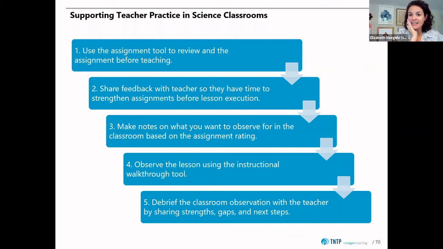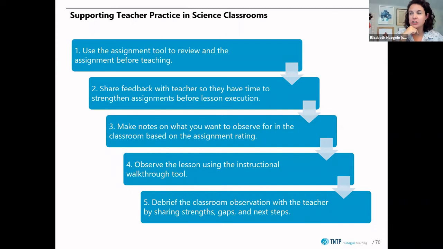But ideally, we're looking at the assignment before observing the lesson and giving the teacher feedback on that if possible, so they have time to adjust their materials before they execute the lesson. As we mentioned before, I think it's really helpful to jot down some notes or questions that you want to be thinking about or observing for when you go into the lesson based on what you've seen in the tool.